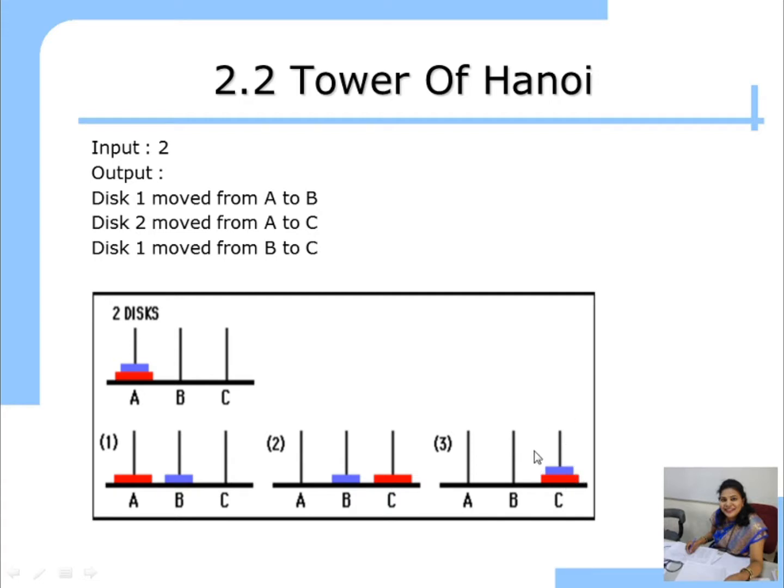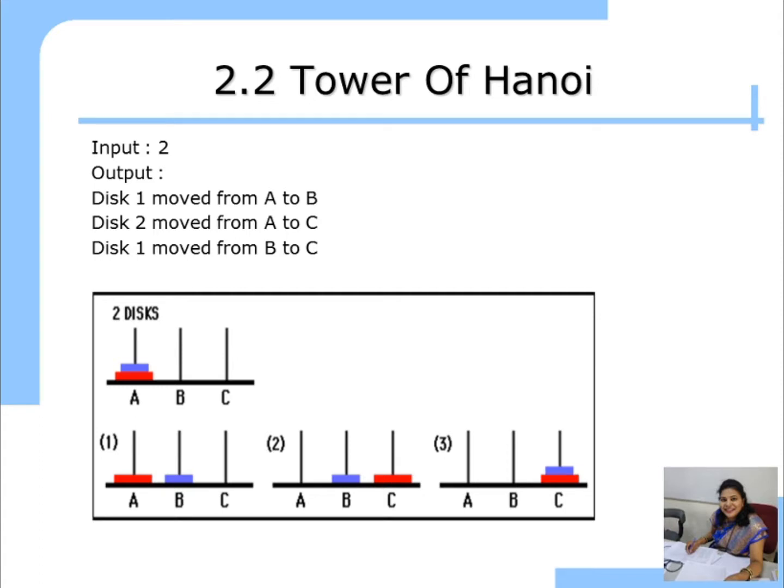So this is what the output is. We move all the two discs from A to C. Listen, there are many other ways also to move discs 1 and 2 from A to C, but this is the solution which has the minimum moves. So our aim is to move the discs from A to C with the minimum moves.